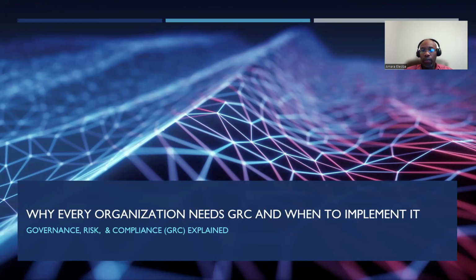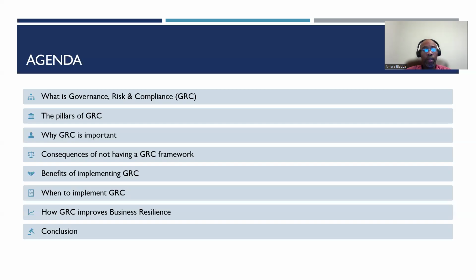So today's session will be why every organization needs GRC, and when to implement GRC, okay? So the agenda for today will be one, what is governance, risk, and compliance? We're going to talk about the pillars of GRC, why GRC is important, the consequences of not having a GRC framework. We will also go over the benefits of implementing GRC and also when to implement it and how GRC can improve business resilience. Okay, then we'll also go over some questions.